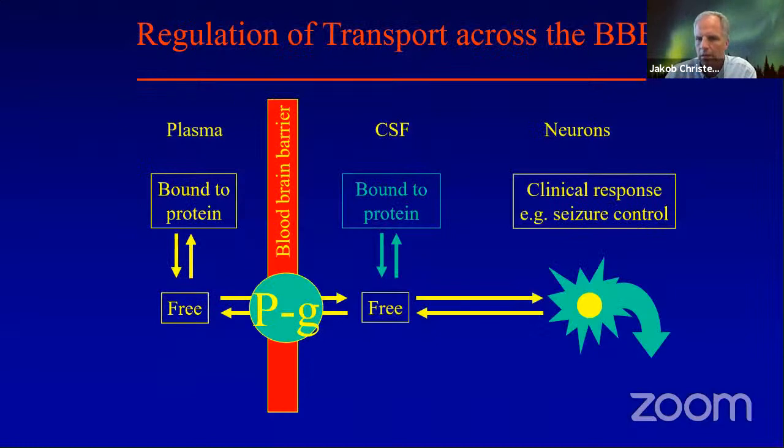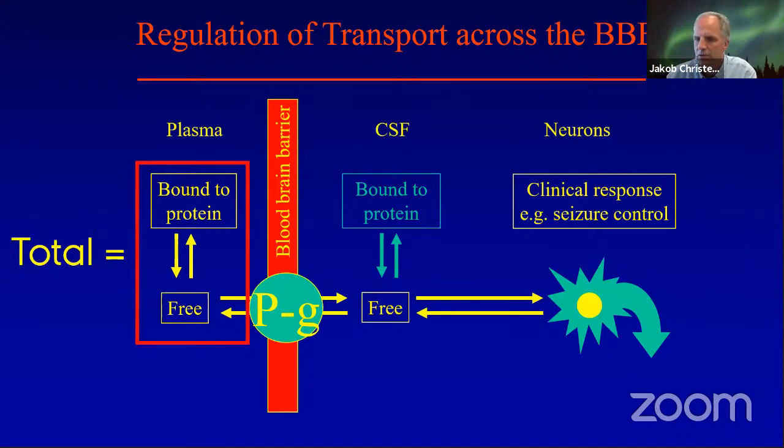Another issue that you need to be aware of is the regulation and transport across the blood-brain barrier. See, in the plasma, drugs are bound to protein or they are free. And mainly for drugs like valproate and phenytoin, the main part is bound to protein. And what actually goes across the blood-brain barrier is the free fraction. On the other side of the blood-brain barrier, in the cerebrospinal fluid, the protein level is very, very low. So the free fraction in the plasma is actually identical to the free fraction on the other side of the blood-brain barrier, and that is the fraction that will actually achieve seizure control eventually.